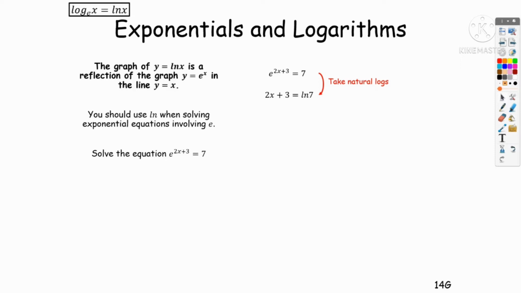Okay? I'm left with 2x plus 3 is equal to ln of 7. I can subtract the 3 from both sides, so we'll get 2x is equal to ln of 7 minus 3. Divide by 2, so we'll get x equals a half ln 7 minus 3 halves.